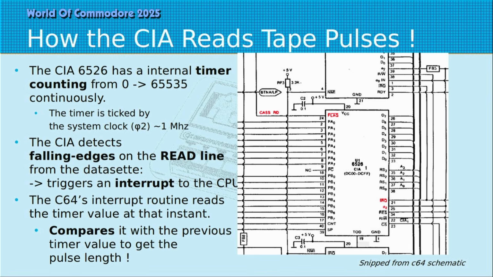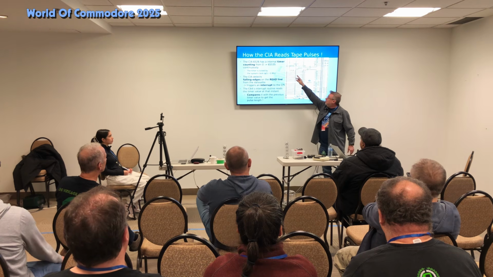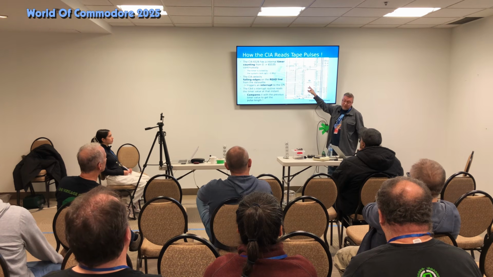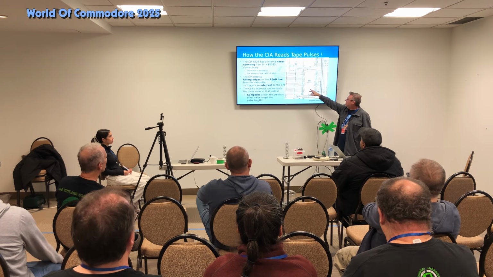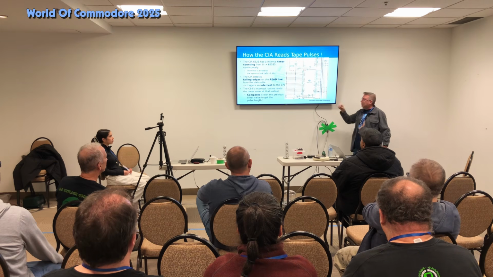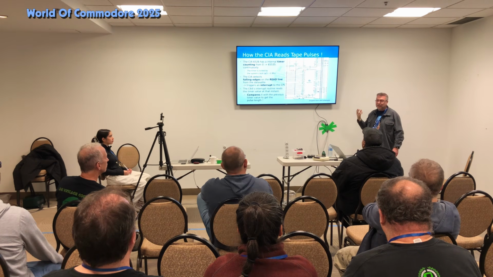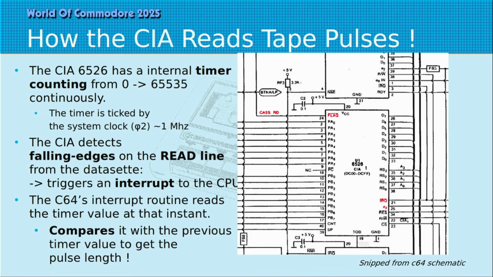When there is a falling edge coming from the Datasette, it triggers an interrupt inside the CIA, and this is sent to the CPU. The first thing the CPU does in this interrupt handler is read the value of the timer, and by comparing with the previous value, it can determine the length of the pulse and check if it's a 0 or 1 or some kind of synchronization.